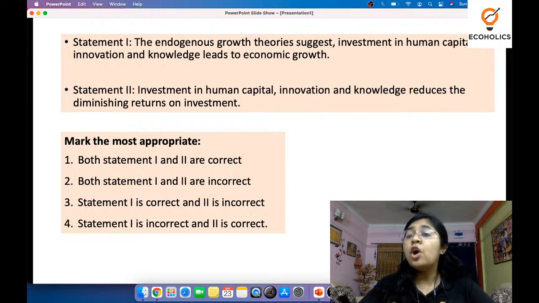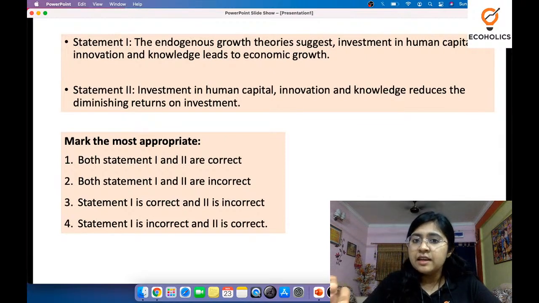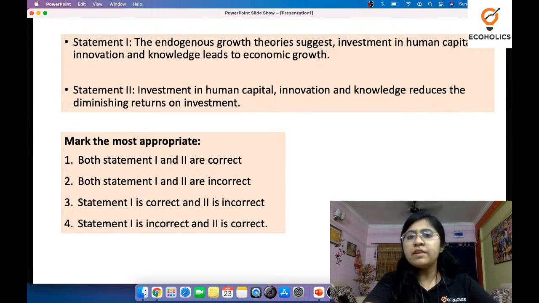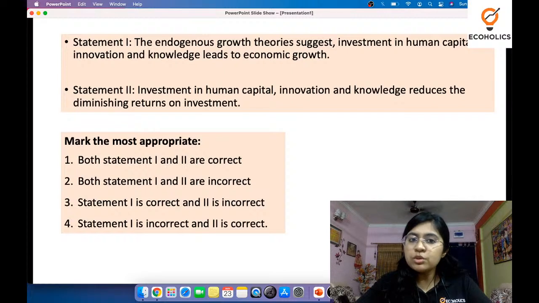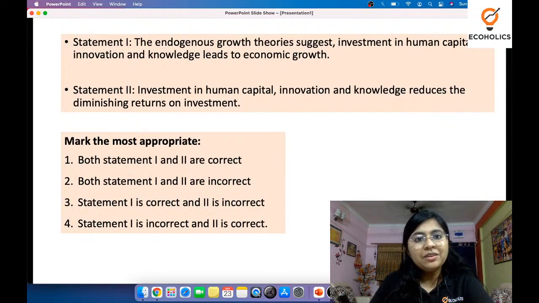They are telling about economic growth, how economic growth happens through these factors. In both of these statements, there is a hint that they are trying to tell that when investments in these factors happen in an economy, it leads to economic growth. In the first statement, it's very clearly given. In the second statement, they have mentioned it in an opposite way. They have stated that the diminishing returns on investments are going to reduce. Diminishing returns will reduce, meaning what will happen? Investments are going to be more productive, right? Again leading to economic growth. Meaning that both the statements definitely are interlinked.